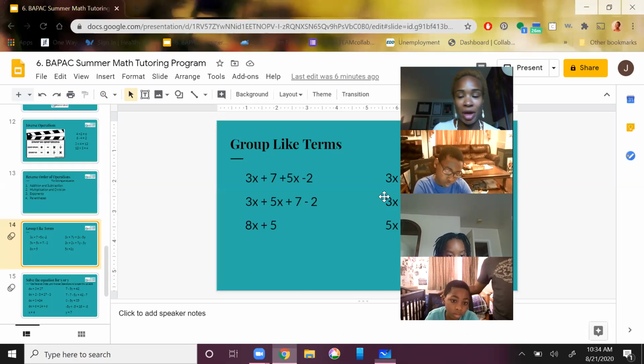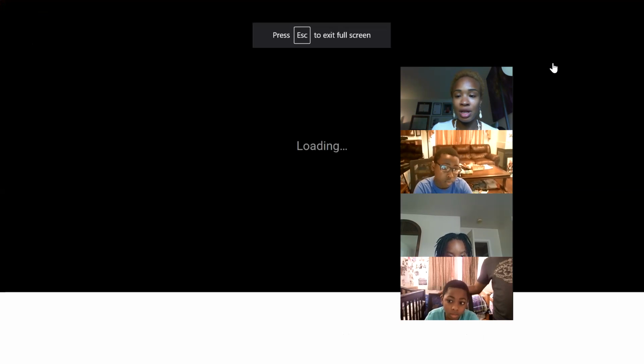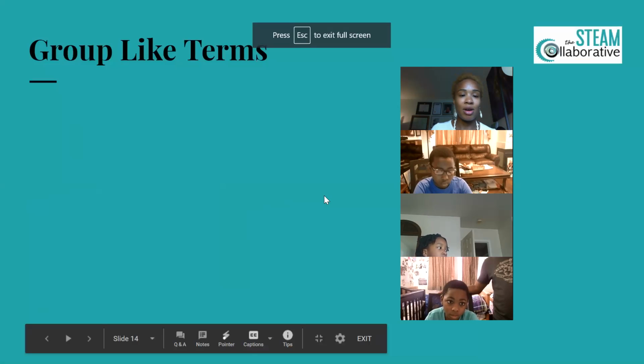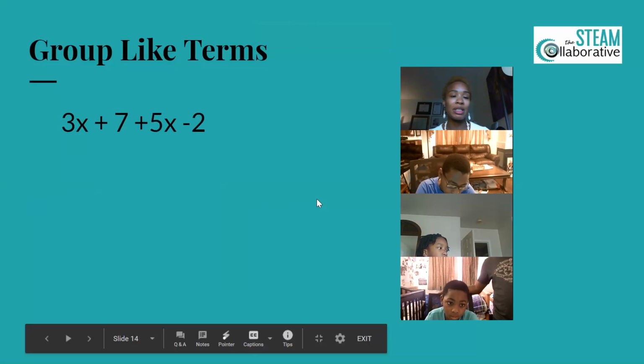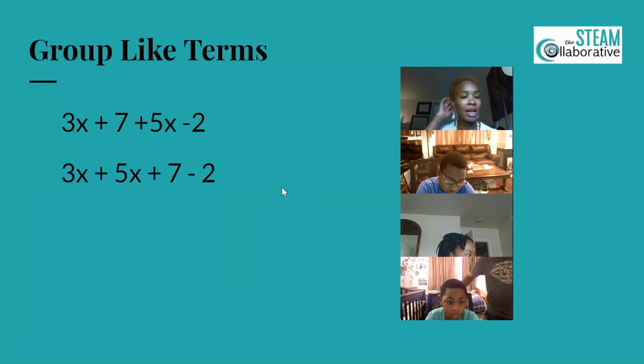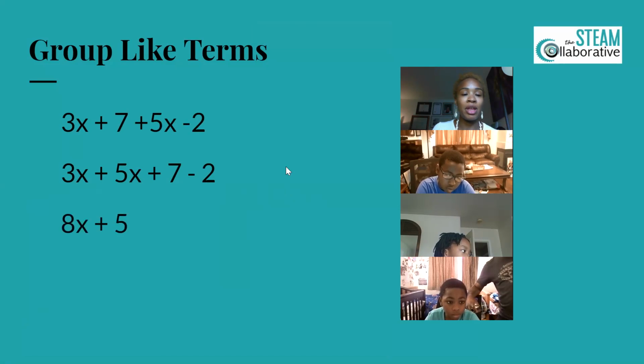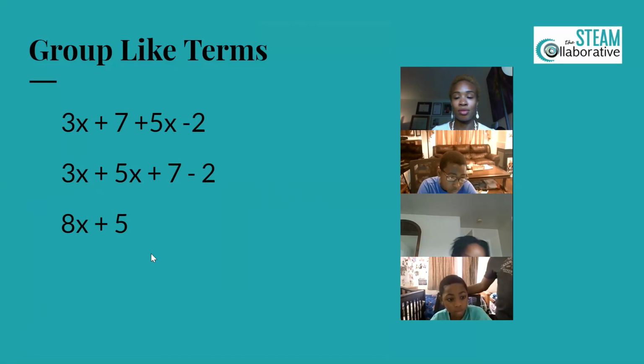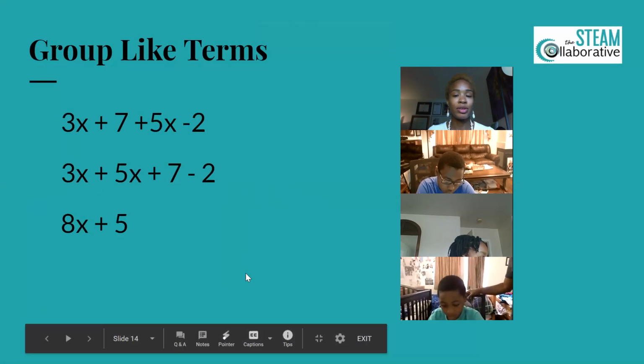Okay, so now I'm going to go back here. There you go. So when we talk about that problem, 3x plus 7 plus 5x minus 2, I'm going to show you all the steps here. I did the exact same thing, put the x's next to each other and the numbers next to each other. And then you end up with 8x plus 5. Kanina, you got that written down? Good.